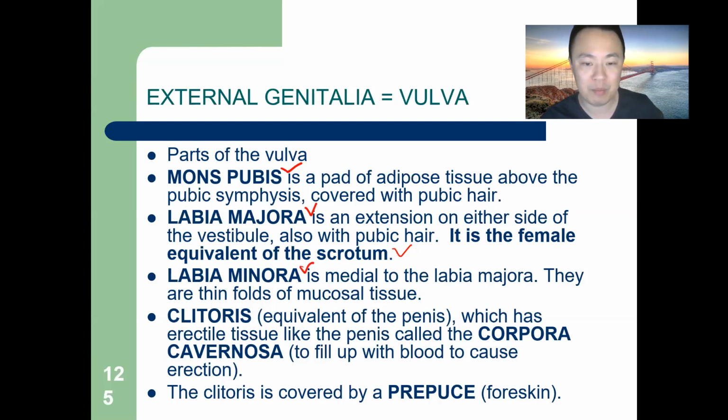You also have the labia minora, which is medial to the labia majora, and they are thin folds of mucosal tissue. We also have the clitoris, which is equivalent to the male penis. They did the same thing: they fluoresced these cells while the embryo was developing, and found that what became the clitoris became the male penis. The clitoris does contain erectile tissue, much like the male penis does, called the corpora cavernosa, and that fills up with blood to cause an erection. The clitoris is also covered by a prepuce or foreskin, just like the male penis.